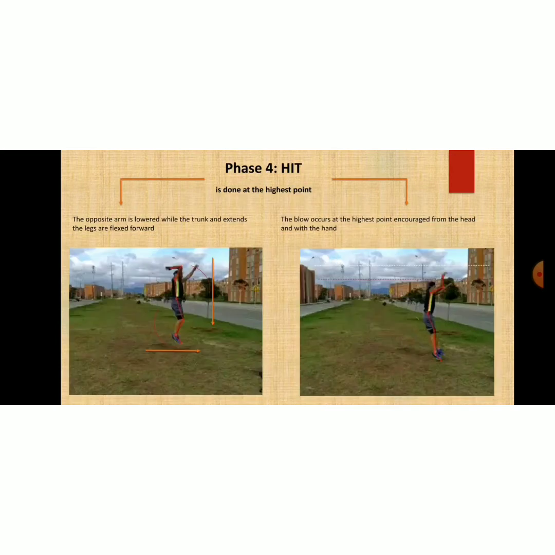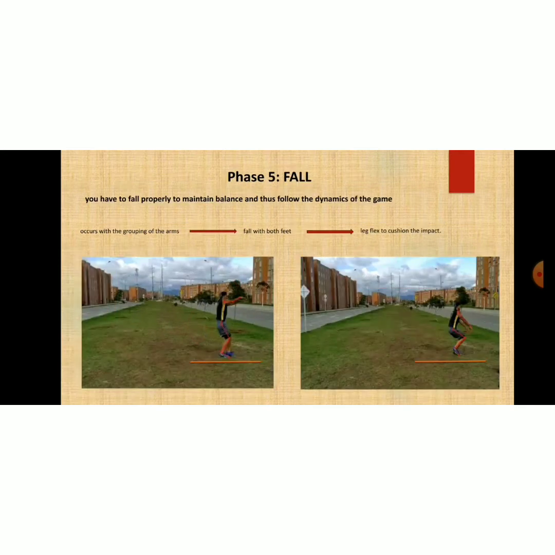In the fourth phase, we find that the athlete points to the ball with the opposite hand to the one with which he is going to hit it, and when hitting, he transmits his energy to the ball. In the fifth phase, we find how the athlete cushions the fall in a balanced way to continue with the dynamics of the game.